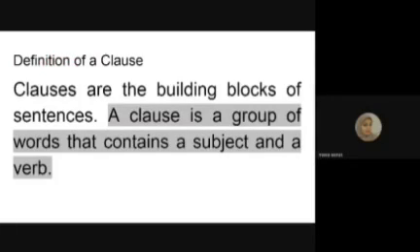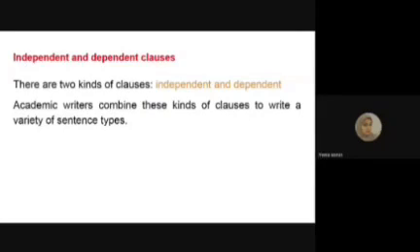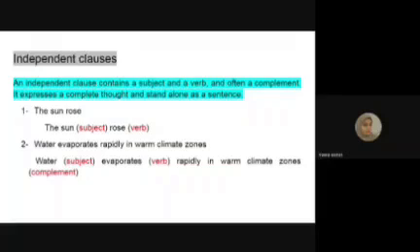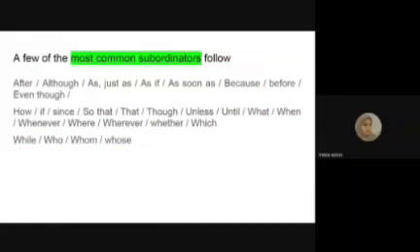Okay, so we said a clause is a group of words that contains a subject and a verb. We said we have two kinds of clauses, dependent and independent. For independent clauses, there should be a subject and verb, and if you need a complement. What recognizes independent clauses? They express a complete thought and can stand alone as a whole sentence. While dependent clauses should contain a subordinator in addition to the subject, verb, and the complement, but they cannot express a complete thought. That's why they need another independent clause to complete the meaning. And you have examples of the most common types of subordinators that you can use.